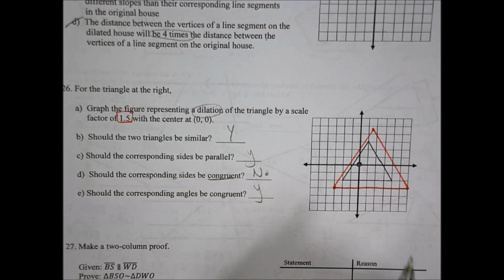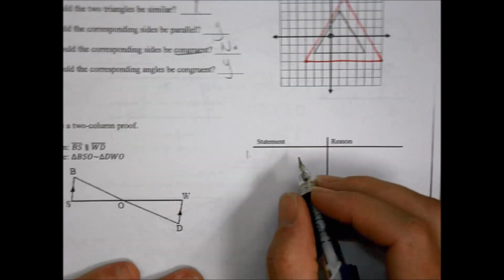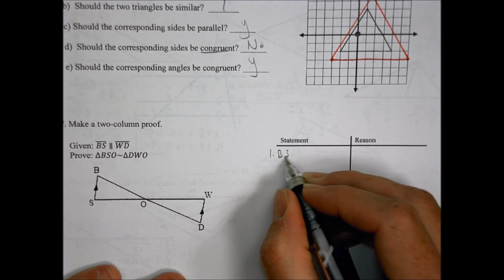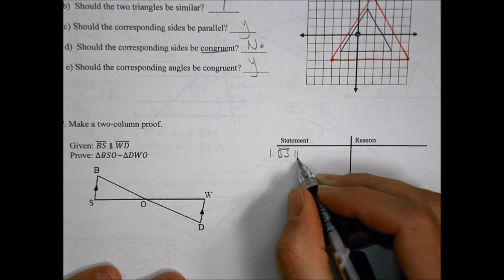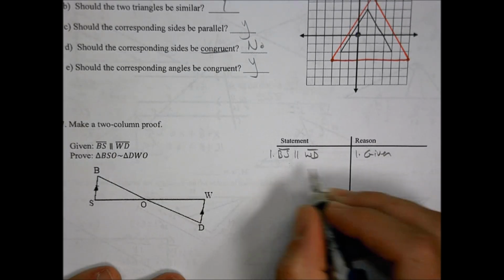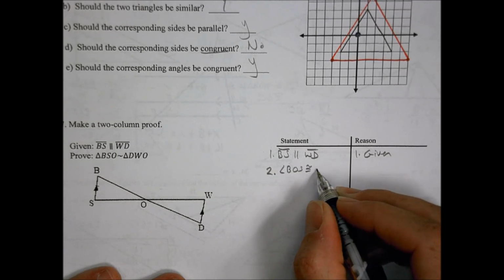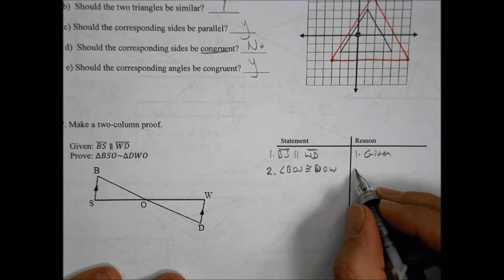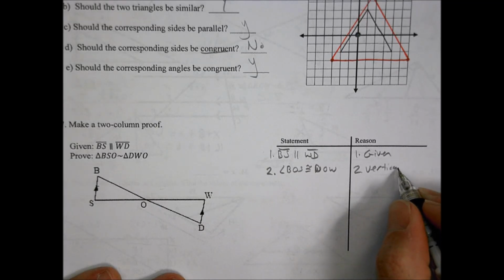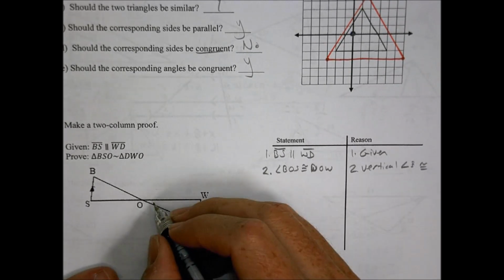Okay, cool. And finally, number 27, make a 2-column proof to prove this is true. So our first thing will be our statement of what is given. What we're given is that line segment BS is parallel with WD. That is parallel to that, and that is given, so we know it to be true. The next thing we can look at is we know that angle BOS is congruent to angle DOW, right? And why is that? That's because vertical angles are congruent, right? So we know that this goes with that.